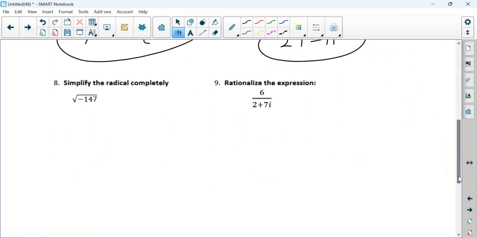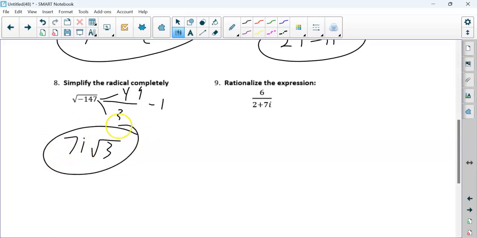Simplify this completely. 49 is the magic number that goes into it, times 3. And don't forget that negative 1. Remember, the 3 stays inside, not out. Square root of 49 is 7. Negative 1, need the i.